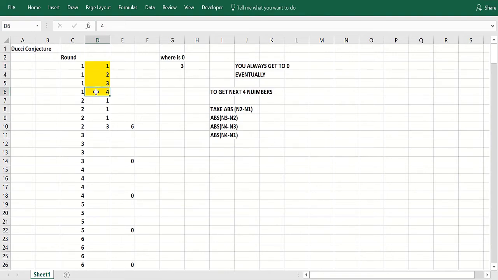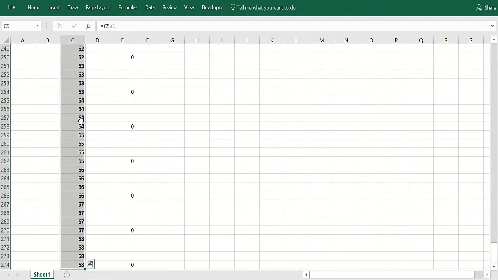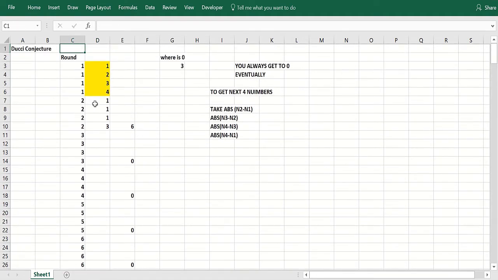So here we get 2 minus 1 is 1, 3 minus 2 is 1, 4 minus 3 is 1, and 4 minus 1 is 3. And then you have four more numbers and you repeat the process, and eventually you'll get to 0. Now, it may not happen. We've done this 68 times here, but it usually will. So can we sort of play this out in Excel?